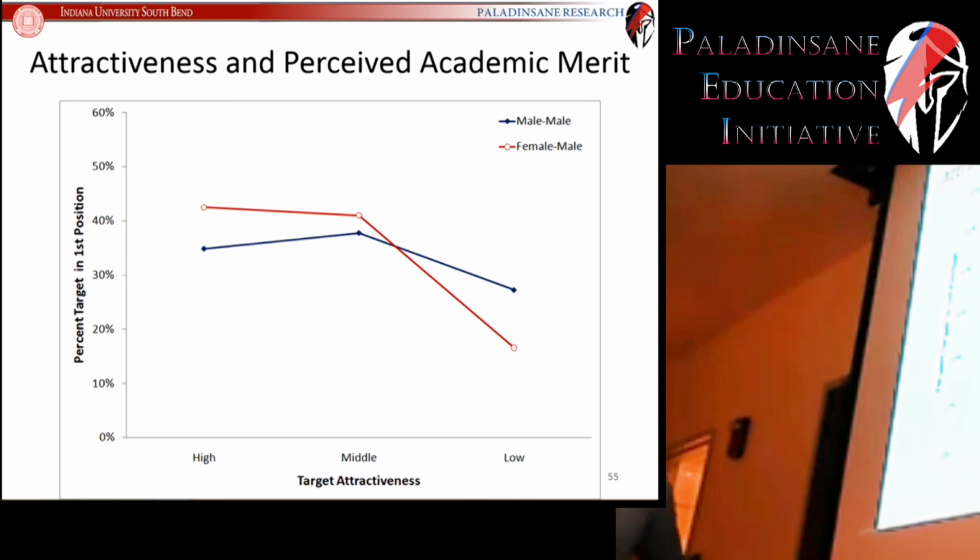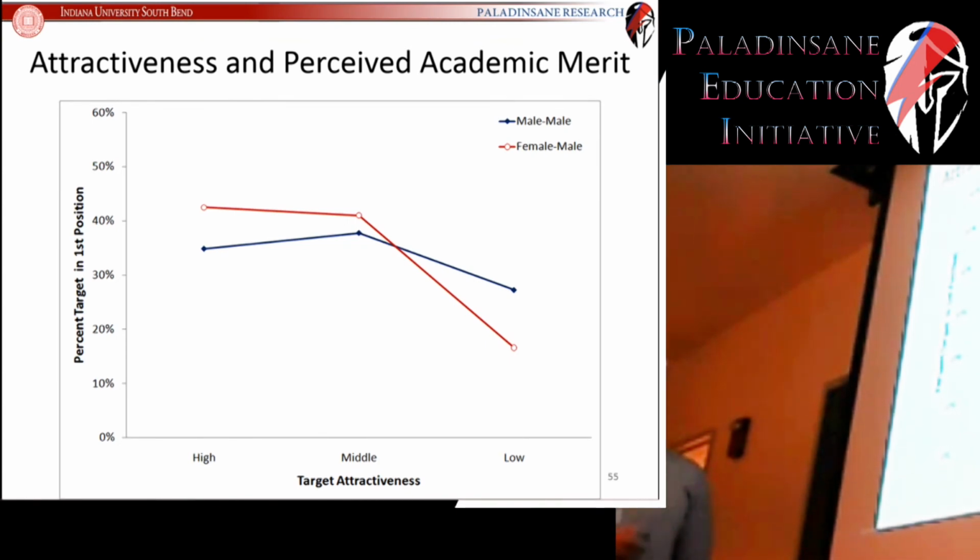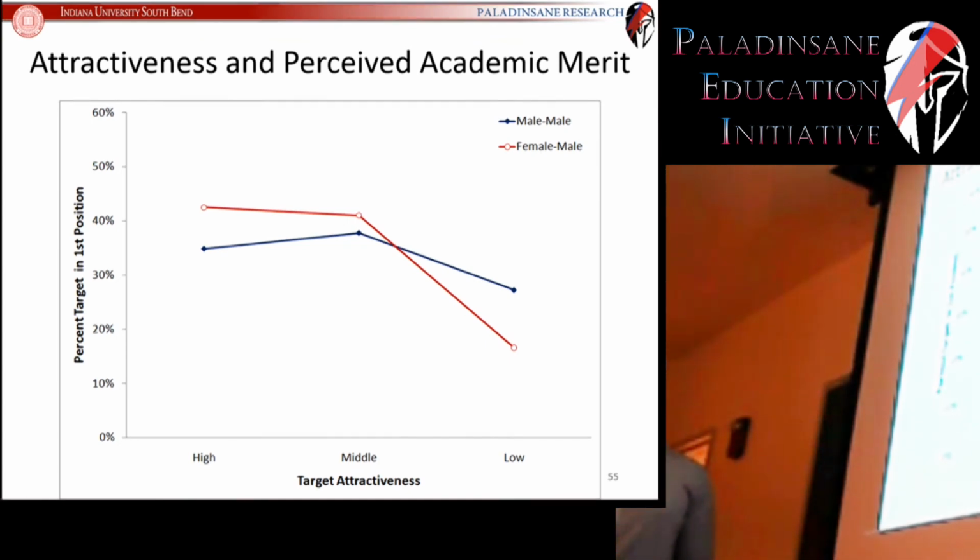So for females, we'll do the red line first. For females judging males, we kind of have a classic halo effect here. And it almost seems as if, as long as you're beyond some sort of threshold, you're attractive enough. So if you're highly attractive, that's fine. If you're middle attractive, that's fine. As long as you're above this threshold of attractiveness, you're okay. But if you're unattractive, then you're not perceived as deserving of a scholarship.